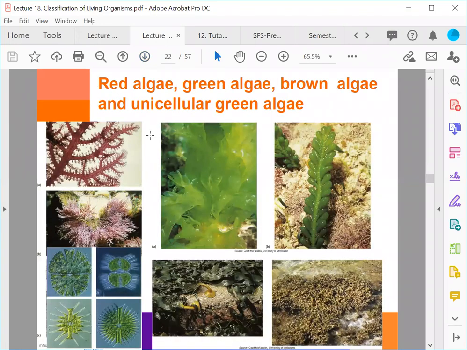And here are some nice images from your textbook of the algae. So we've got some red algae here, green algae, here multicellular green algae, single-celled green algae down here, and the enormous brown algae that you can see here.